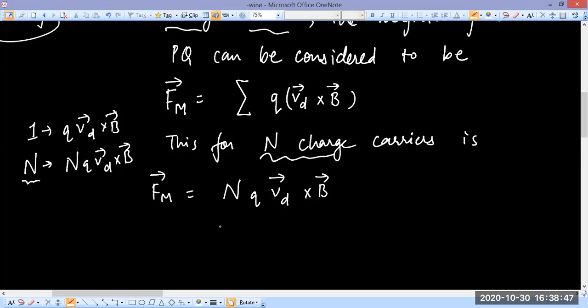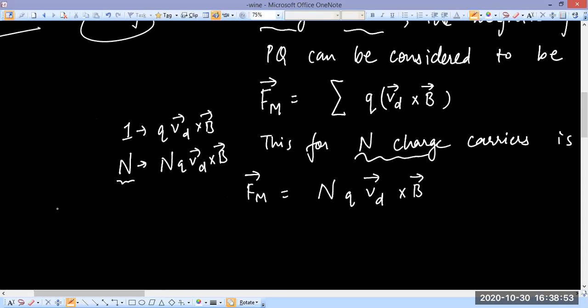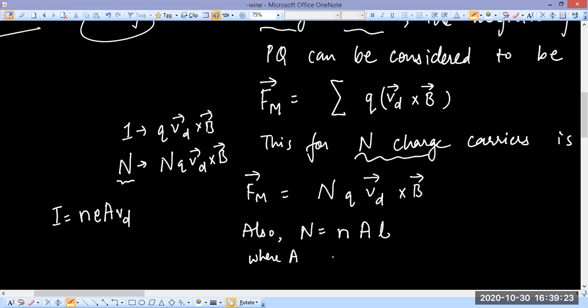Now this is where we are going to use some formula from third chapter, right? Third chapter માં આવી formula આવી હતી, I is equal to n e a v d, right? Okay, so we are going to use this here. So first of all, you could write n is equal to small n into area into length. Okay, બાકીનું લખી લેશો ને જાતે, where a is what and l is what. Okay, એવું તો આવડશે ને લખતા. Is this fine?